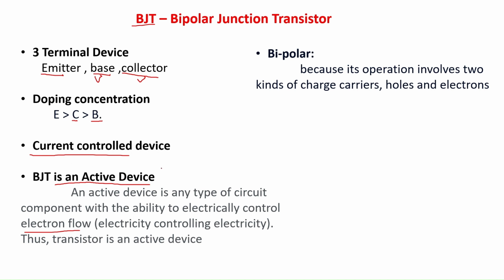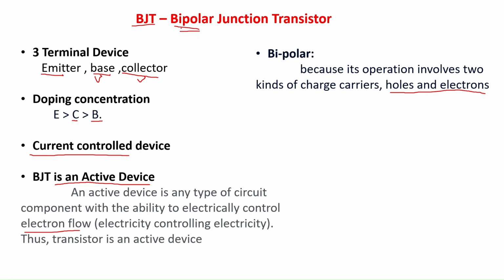Bipolar junction transistor has its name bipolar because its operation involves two kinds of charge carriers, both electrons and holes. The operation of BJT depends on both the electrons as well as holes. Therefore, it has its name bipolar, two poles, bipolar junction transistor.